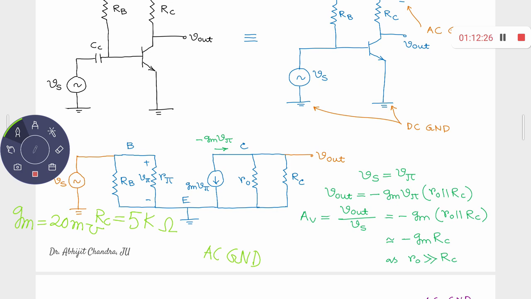But what's the problem associated with this particular amplifier? Can I identify any problem associated with this particular amplifier, as far as the voltage gain is concerned? This ground is a hard DC ground. Oh, sorry, this is DC ground. DC ground means AC ground. All the DC grounds are AC grounds, but not all the AC grounds are DC grounds.